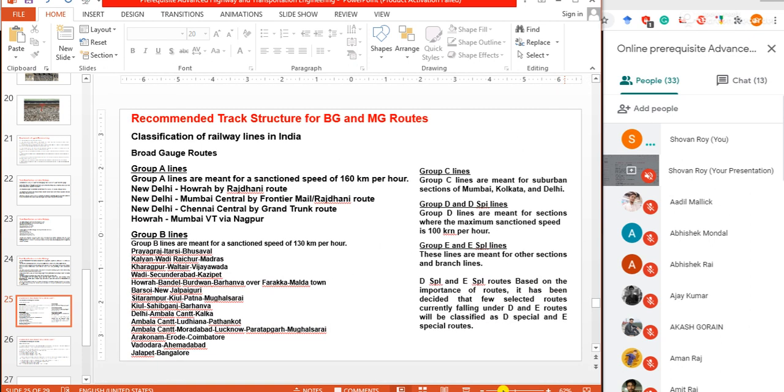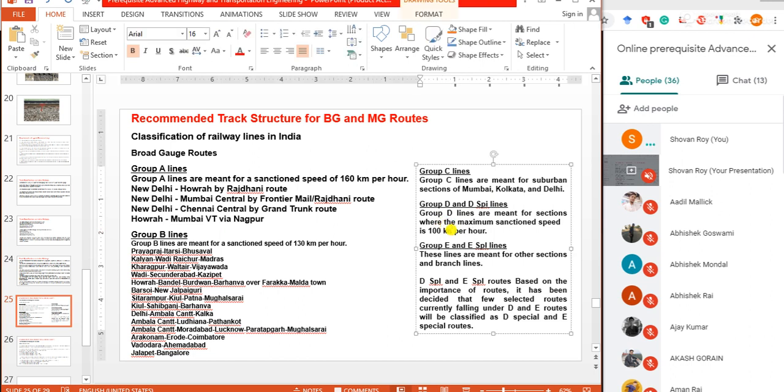Okay. Next, Group C lines. Group C lines are meant for suburban sections of Mumbai, Kolkata, Delhi. And Group D and D special lines. Group D lines are meant for sections where the maximum sanctioned speed is 100 km per hour. And Group E and Group E special lines. These lines are meant for other sections and branch lines.